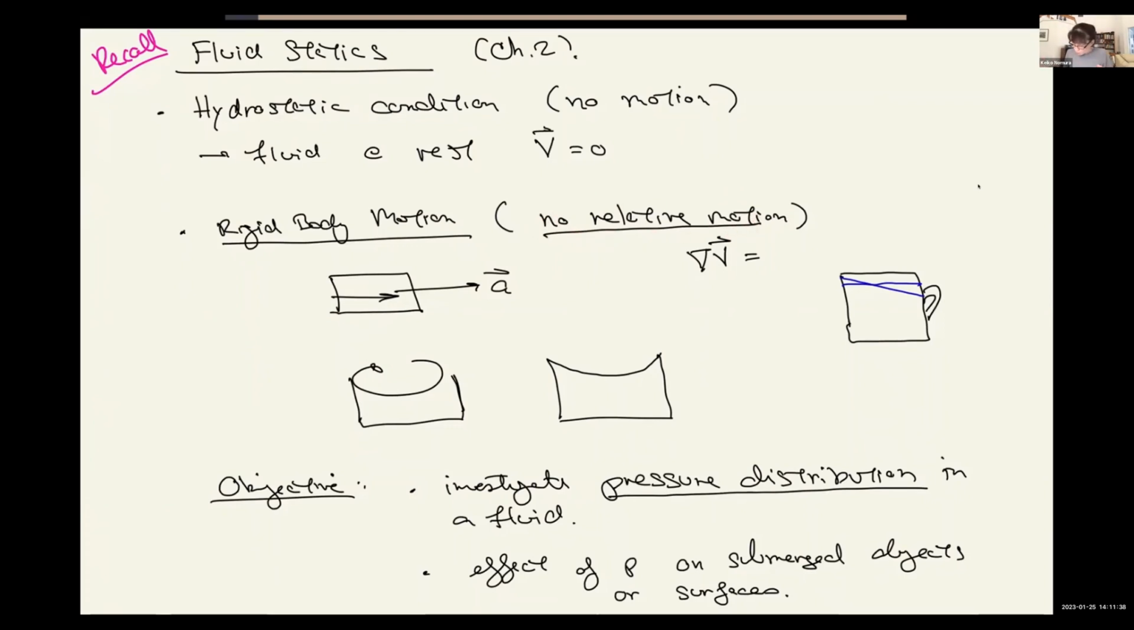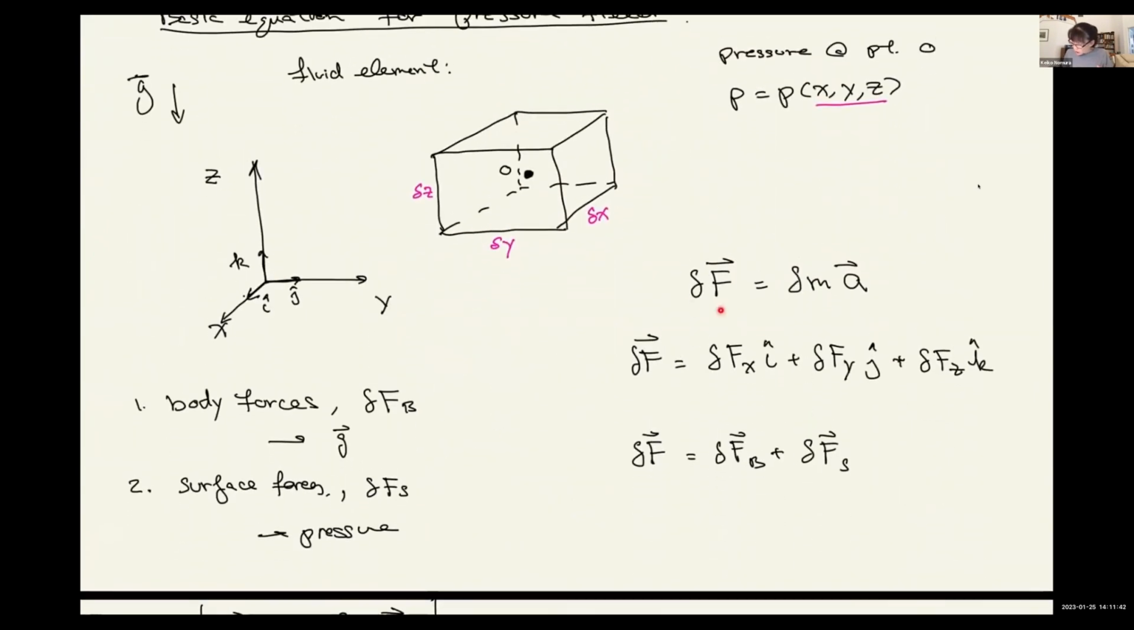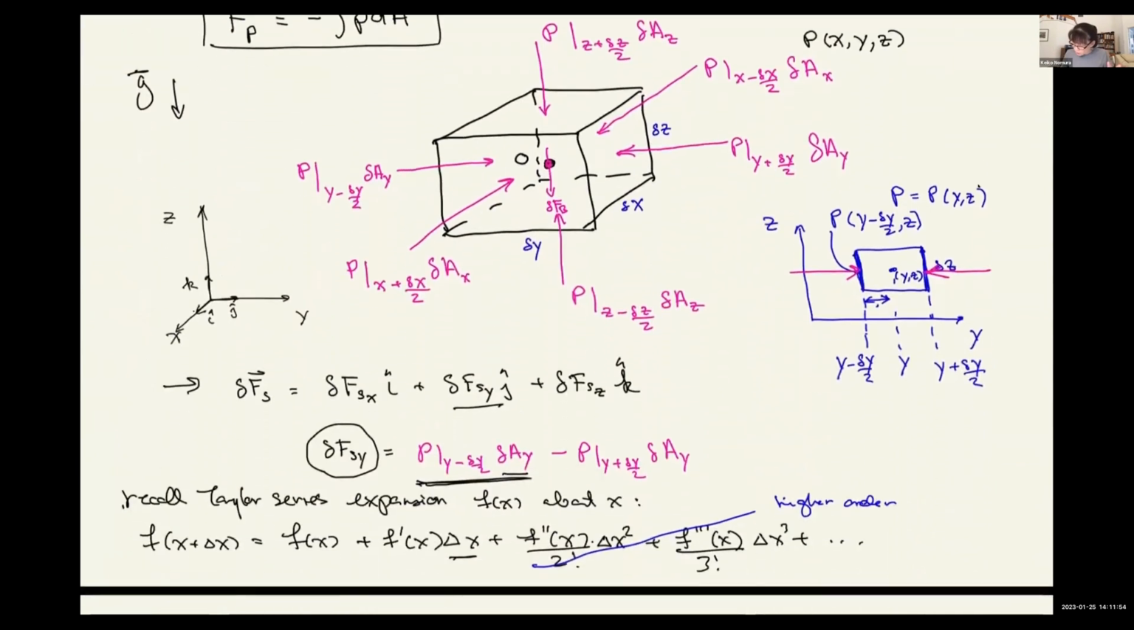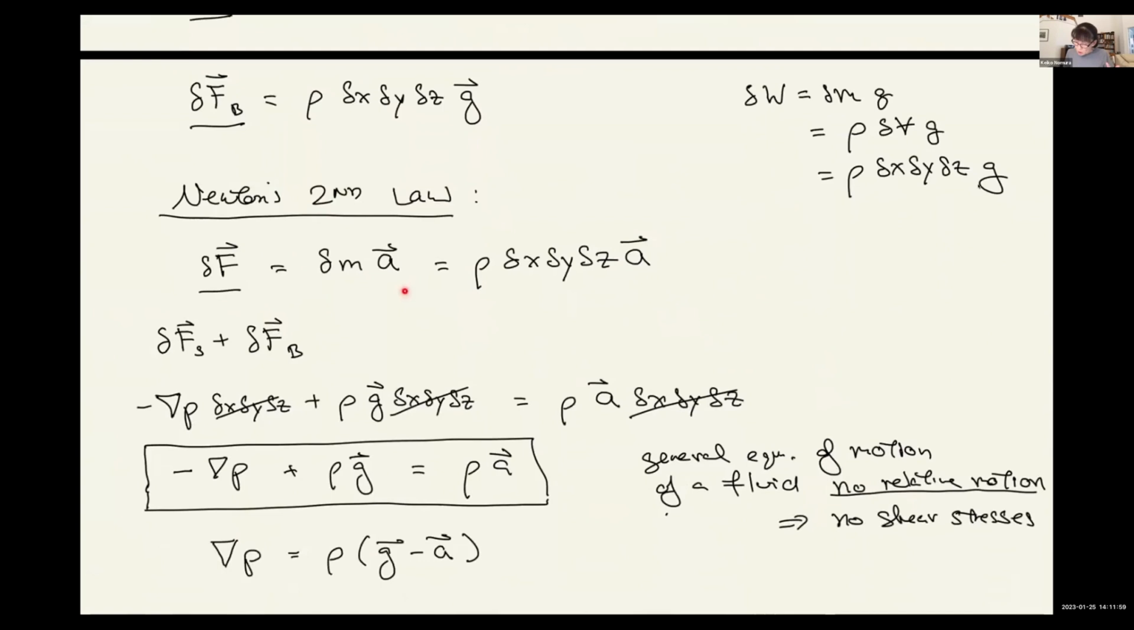And so when we developed the equations, recall that in F equals MA, the net forces that we considered are body forces and forces associated with the pressure. So that's the case. And when we applied Newton's second law, we kept in the mass times acceleration term to allow us to consider this rigid body motion.